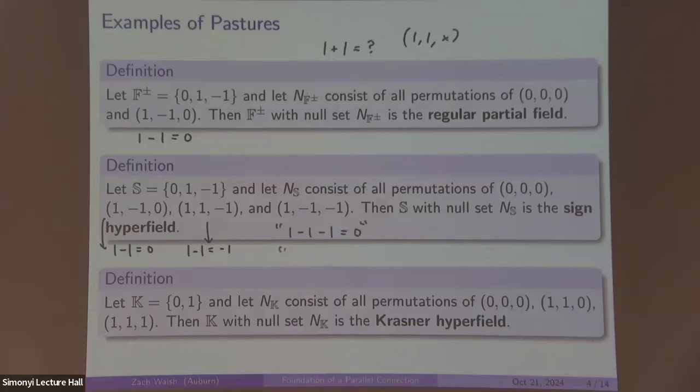And we can think of that as like 1 minus 1 equals 1. I mean, I'm writing this in quotations because there is no addition, there is no subtraction, there's only triples. But yeah, this is why this is a hyperfield, because the sum of 1 and minus 1 is a set, right? It could be 0, it could be minus 1, or it could be 1, right? So this is my understanding of what a hyperfield is: the sum of two elements could be a set. It doesn't have to be a specific element.